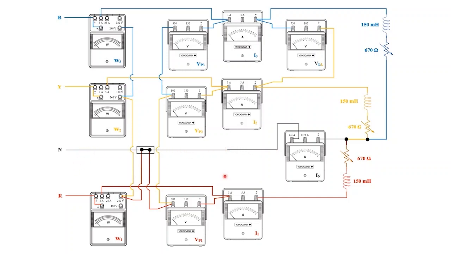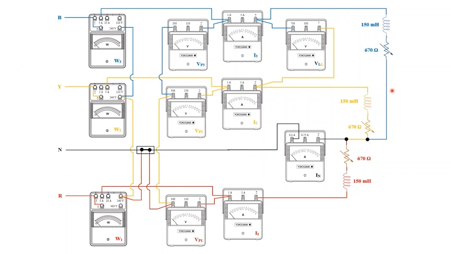Then let's start with phase R. In phase R, one terminal of the resistor is connected to the common point and the other point is connected to the inductor. From the inductor, the phase R conductor goes to the I1 ammeter, which measures phase R current, and then the other terminal of the I1 ammeter is connected to the current coil of the wattmeter, and then the other terminal of the current coil is connected to the phase R point of the panel board.